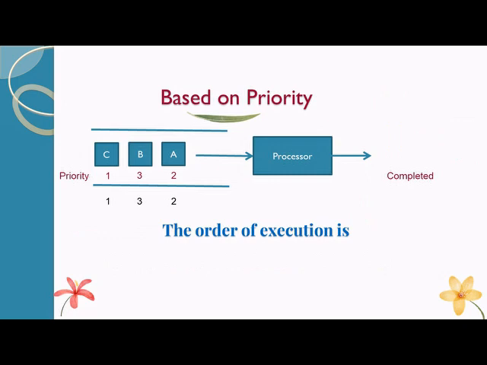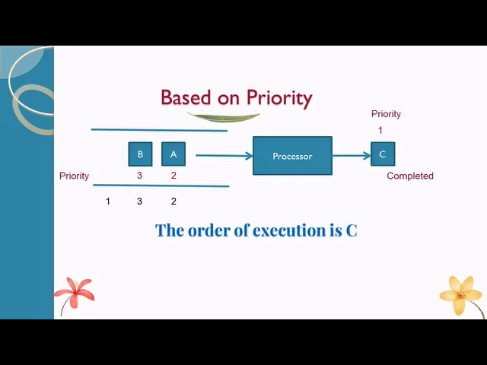The next scheduling algorithm is based on priority, in which every process will be assigned a priority. In this example, process C gets the highest priority, process A gets the next priority, and process B gets the third priority. So the processor takes the highest priority job from the queue, that is process C. Then that will be completed first.